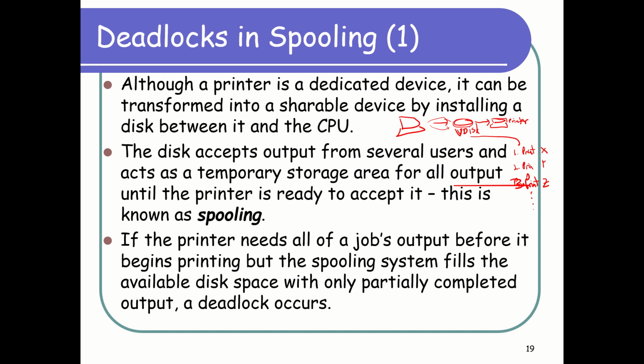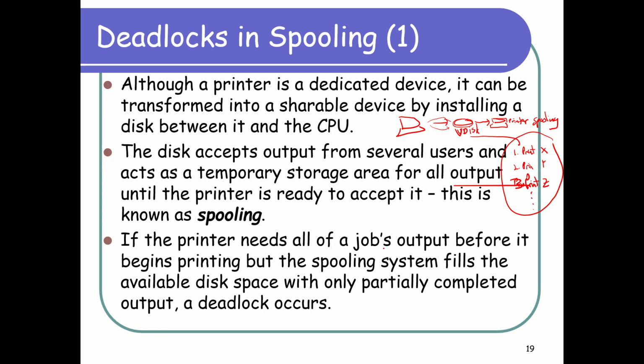It's like a cache. The disk accepts output from several users and acts as a temporary storage area for all output until the printer is ready to accept it. This is known as spooling. The virtual disk is the temporary storage area for all output until the printer is ready to accept it. This is called spooling.